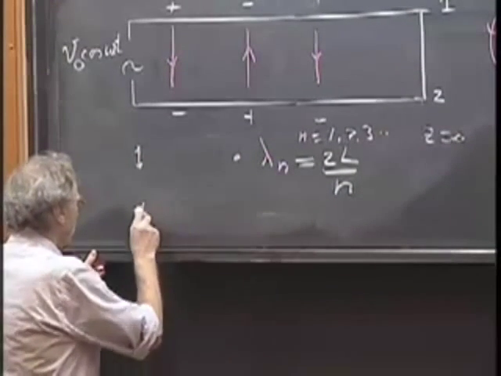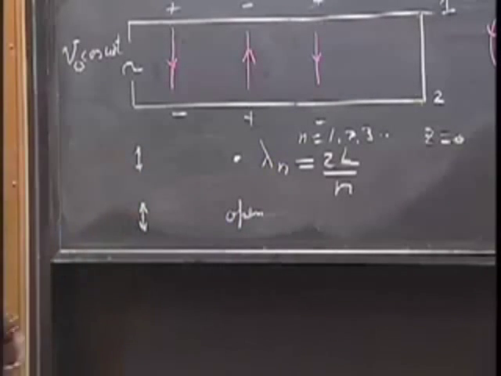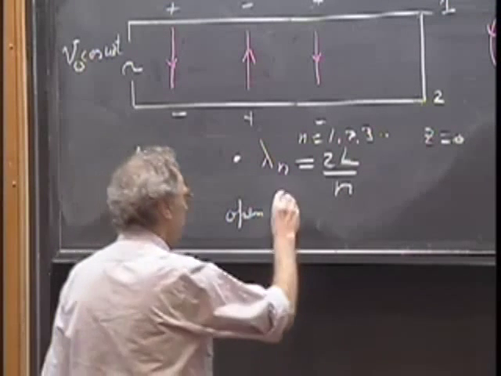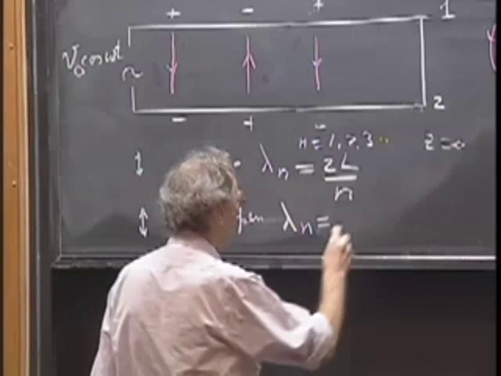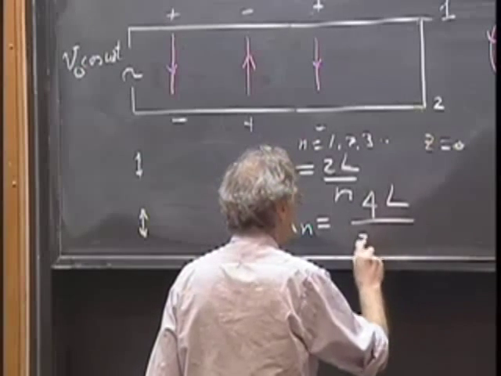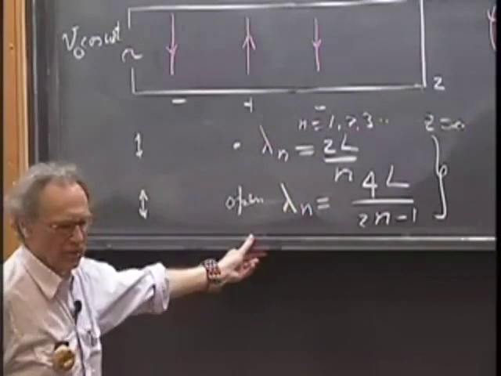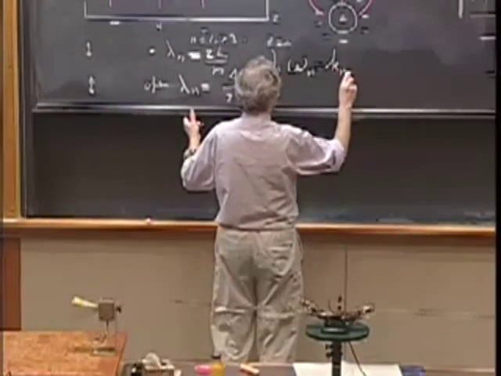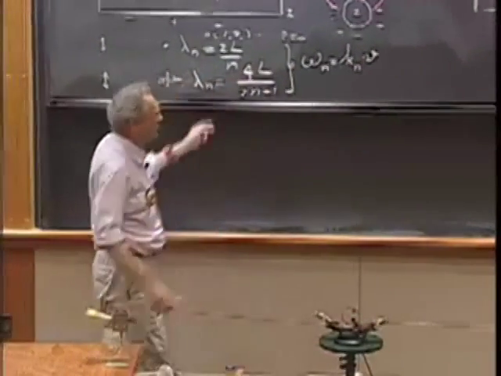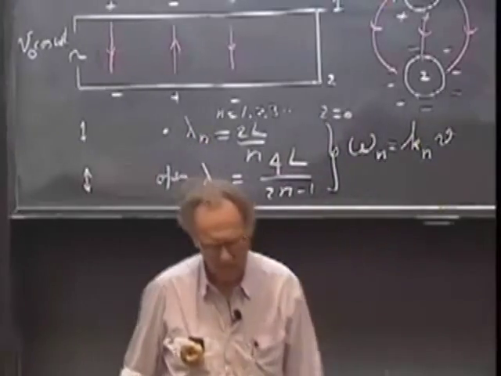You can also wiggle it here and leave this end open. We even discussed that and I even demonstrated that, in which case you get resonance for lambda n equals 4l divided by 2n minus 1. And, of course, the frequency at which you reach that resonance, omega of n, is always k of n times the speed of propagation, which in this case is the speed of light. And k of n is then 2 pi divided by the wavelength.